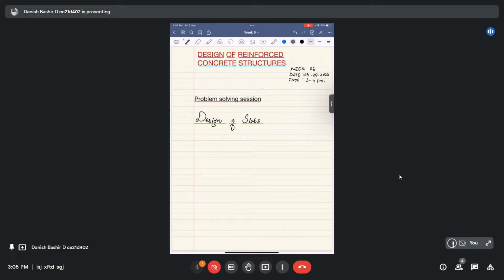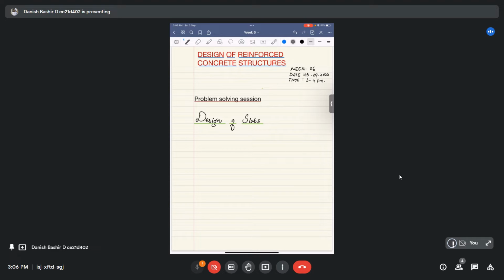You would have gone through the lectures given in week 5 and week 6, because there are already lectures on the design of slabs, one-way slabs and two-way slabs as well. After the design of shear, they have directly come to the design of slabs. So we will also be solving some problems related to one-way action of slabs, and next week we will shift to the design of two-way slabs.